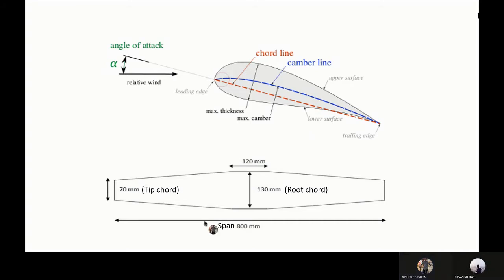Here we have given you a top view of a wing. You can see this chord length is the tip chord, and this is the root chord. The distance from one tip to the other is called the span.